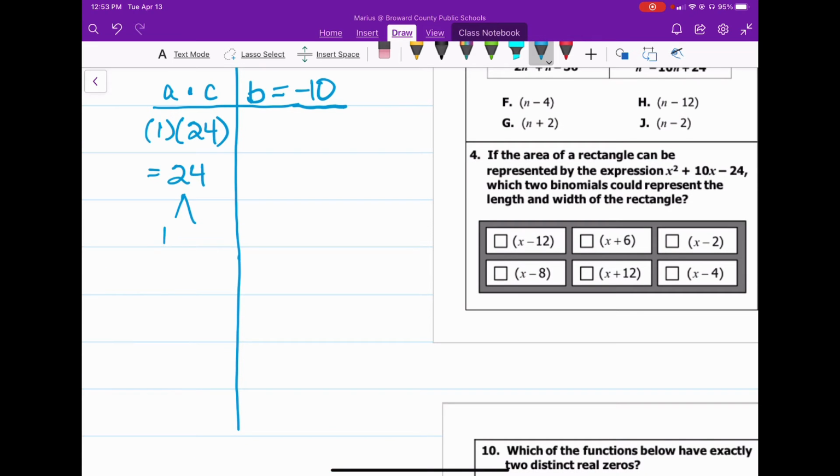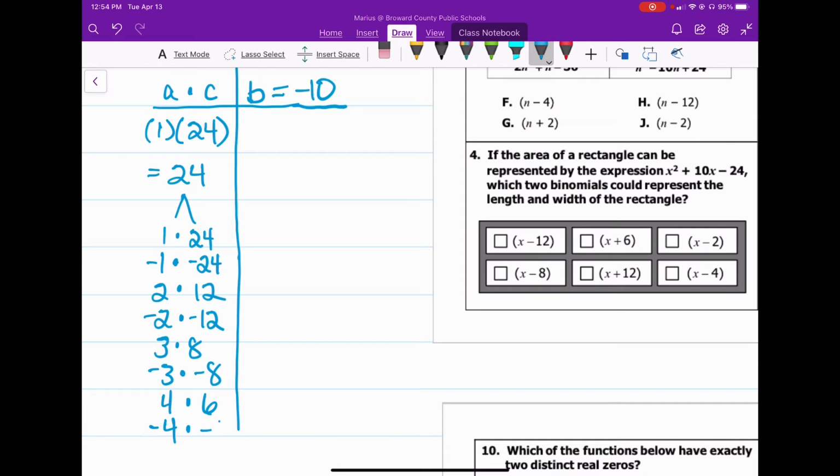So we know we can do positive 1 times positive 24, negative 1 times negative 24. When we do all these factor pairs, because the product is positive, then in one set of factor pairs both factors need to be positive, and then the next time you rewrite those same factors, both of them need to be negative. So 2 and 12, and then negative 2 and negative 12, 3 and 8, and then negative 3 and negative 8, and then 4 and 6 and negative 4 and negative 6.